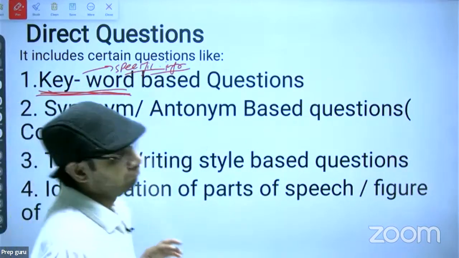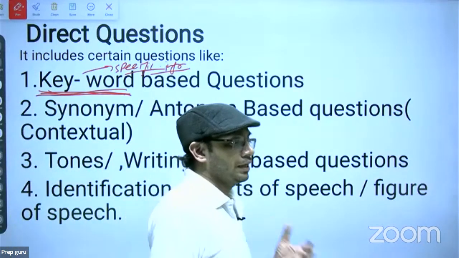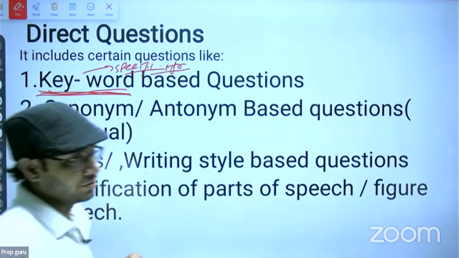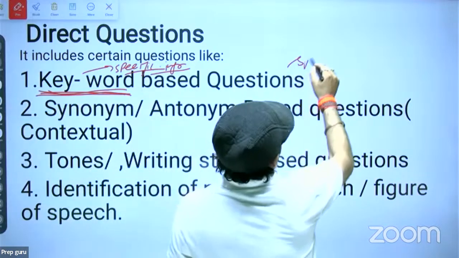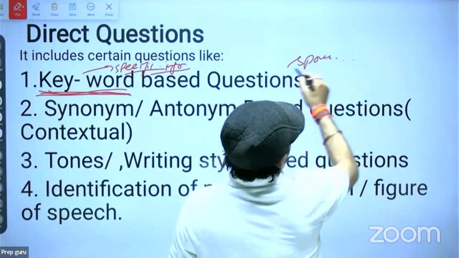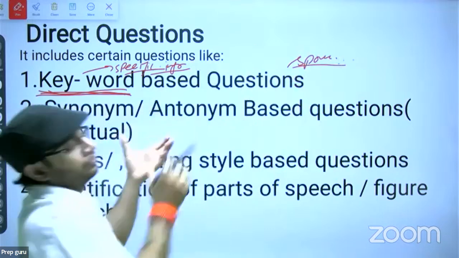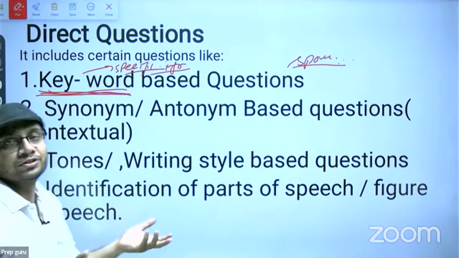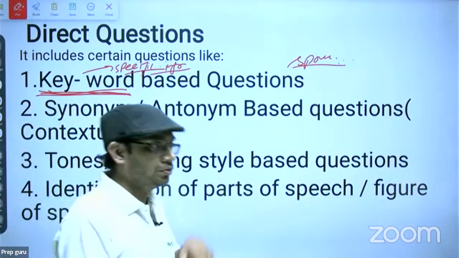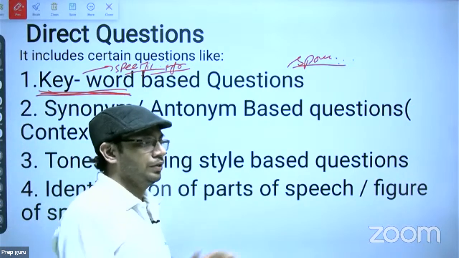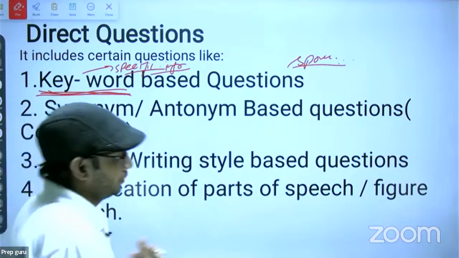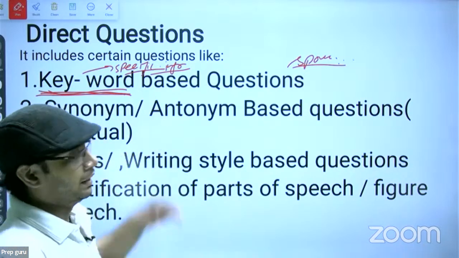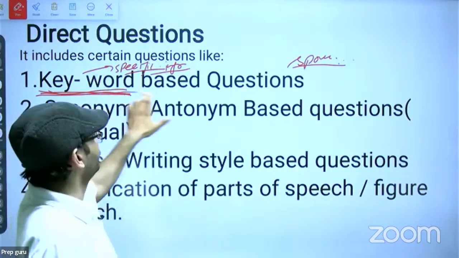Suppose the question is like this: What do you mean by the sparrow's nest as mentioned in the passage? Now, sparrow's nest is your keyword. You have to seek those words in the passage. Suppose it is given in the first line of the second paragraph. Then उस लाइन को आप ध्यान से पढ़ोगे and you will understand why the author has mentioned sparrow's nest and it's highlighted, and then you will answer the question.